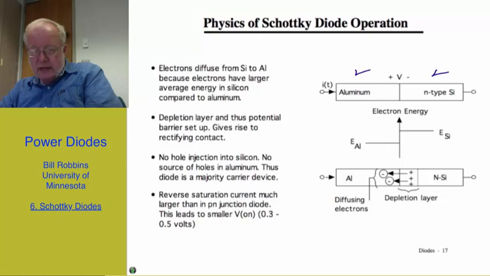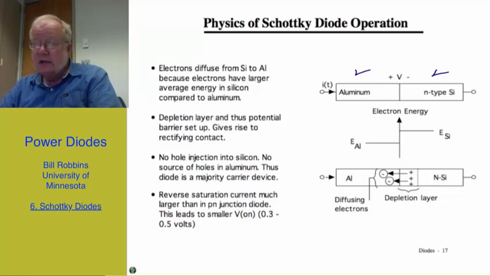Now, because of the smaller difference in energy between the electrons in the silicon and the aluminum, the contact potential in a Schottky diode is only on the order of 0.3 to 0.5 volts, which is smaller than that in a p-n junction. Hence, the reverse saturation current in a Schottky is significantly larger than that in a p-n junction.